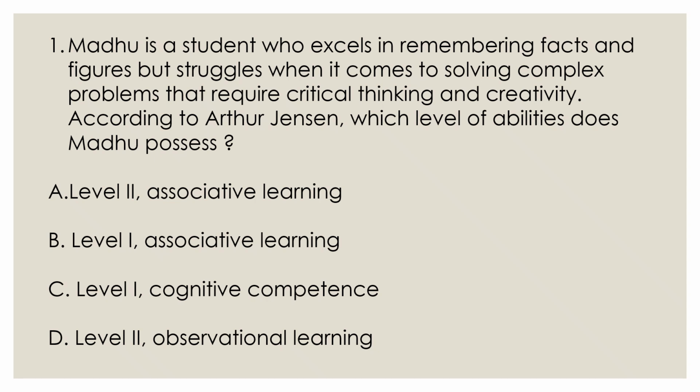Now, in this question, it is mentioned that Madhu is excelling in remembering, but she is struggling in solving the complex problem. That means she is good at level 1 and she is not good at level 2. We have to tell at which level she is. So the answer for this question will be level 1, associative learning.